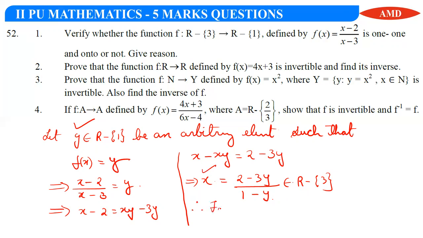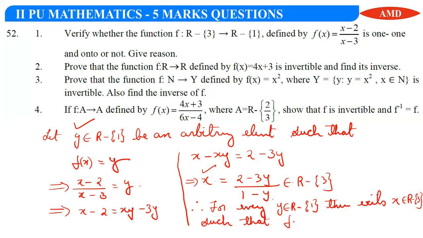Therefore, for every y belonging to the codomain, that is R minus 1, there exists x belonging to the domain such that f of x is equal to y. Therefore, f is onto. This is how we actually prove the function is onto.